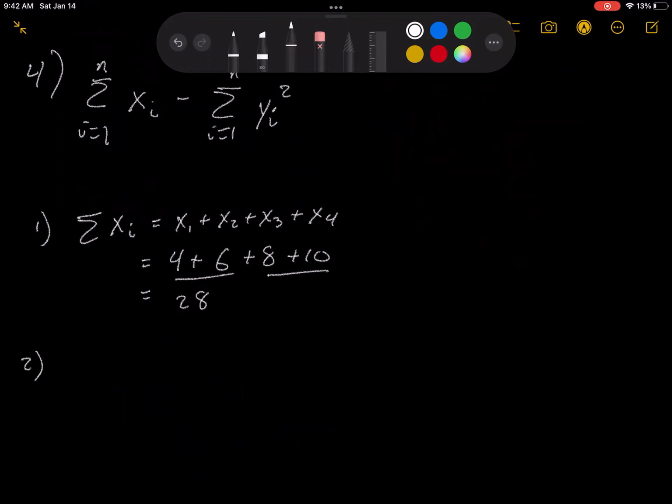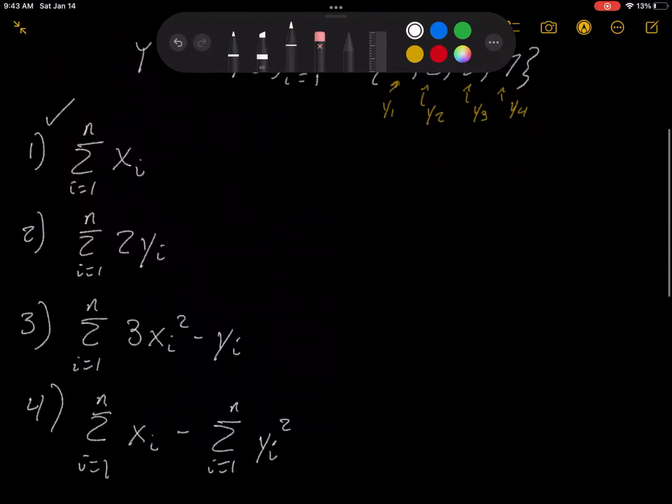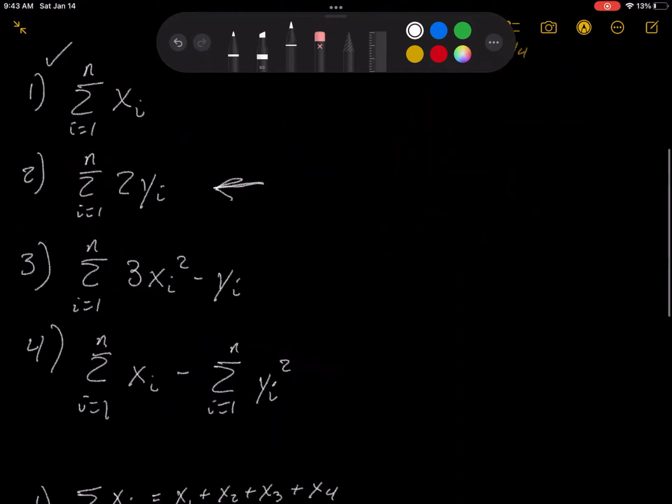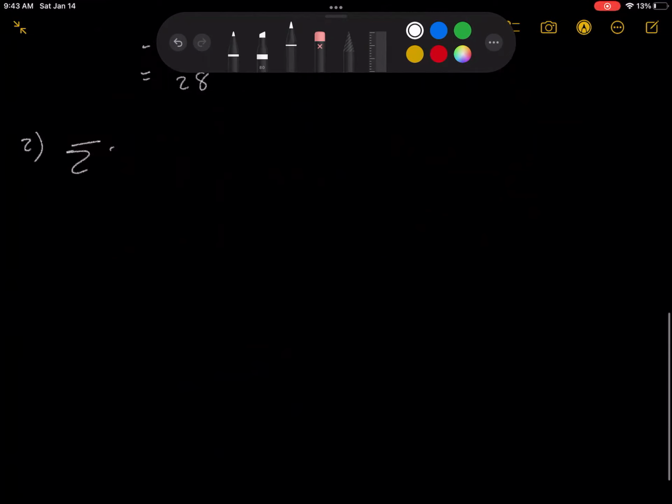All right, let's do something a little bit more complicated. So we're done with number 1. Let's work on number 2. So here, I want to add up 2 times my y's. So notice the order of operations here. I want to figure out what 2 times my y's are first, and then I want to add them up. So this will be 2 times y1 plus 2 times y2 plus 2 times y3 plus 2 times y4. And that spans my data, right? I only have 4 y values.